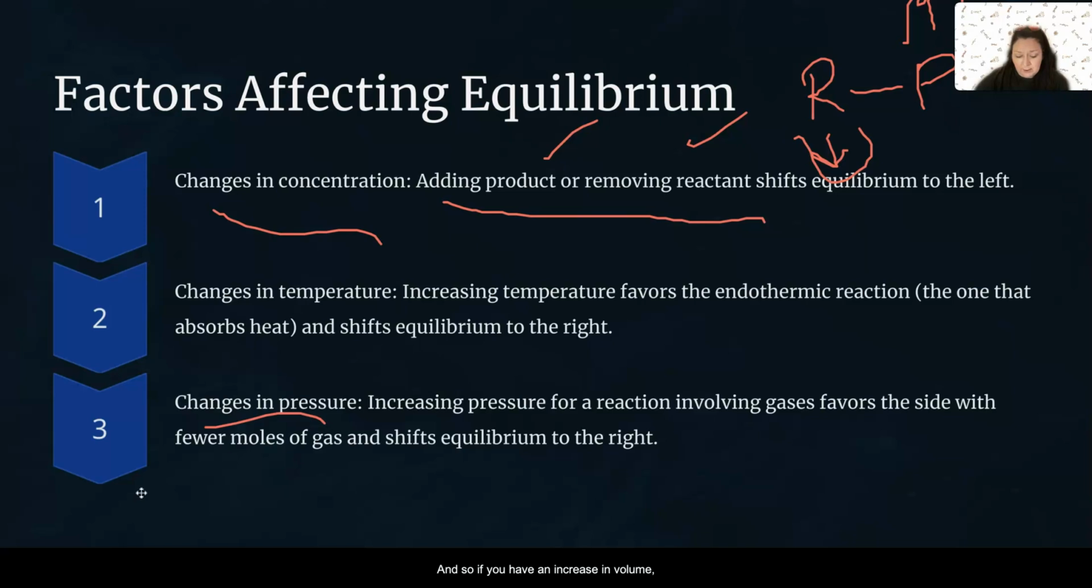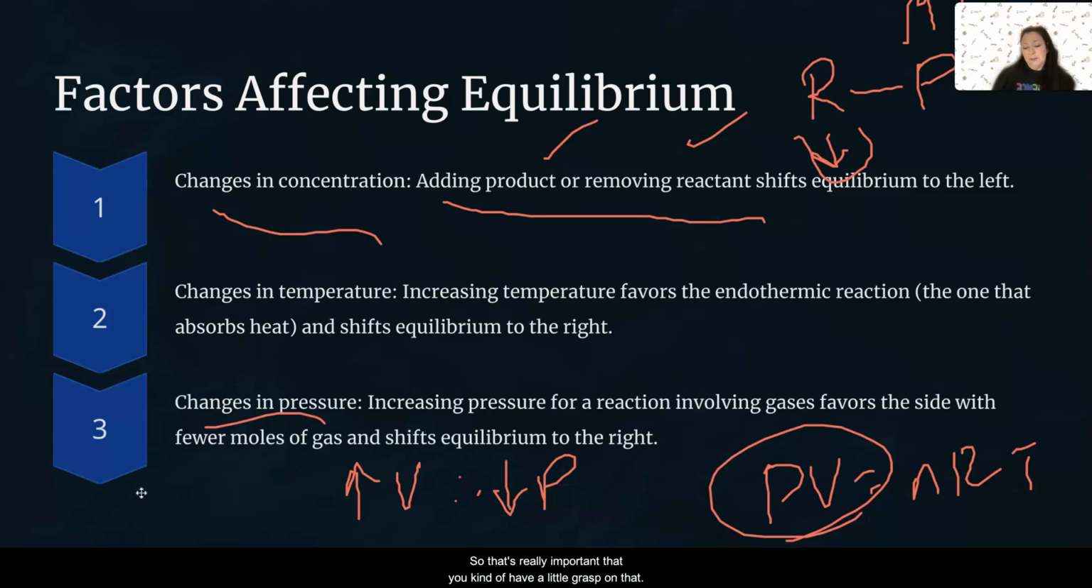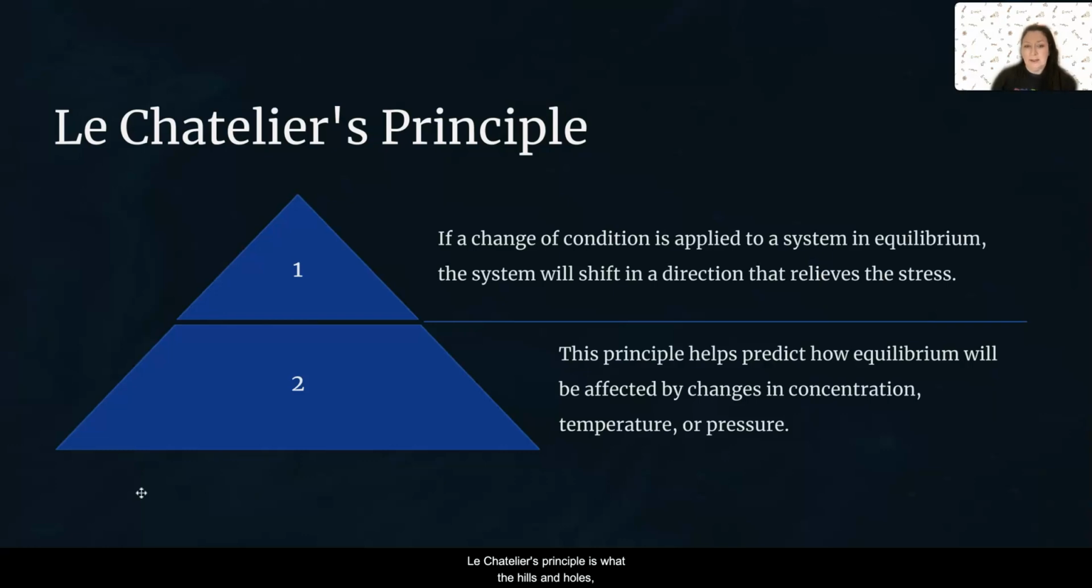If you have an increase in volume, that means you have a decrease in pressure, and vice versa. Why? Go look at your gas law equations. That is an inverse proportionality between pressure and volume. One goes up, the other goes down. All right, so that's really important that you have a little grasp on that. Le Chatelier's principle is the hills and holes, you guys. That's what we learned last time.